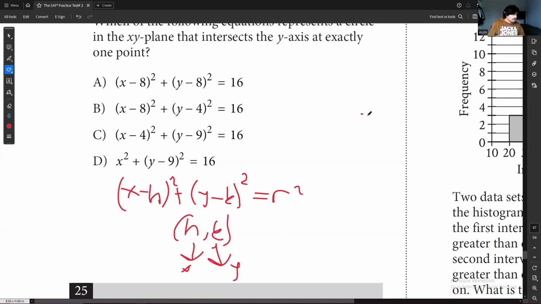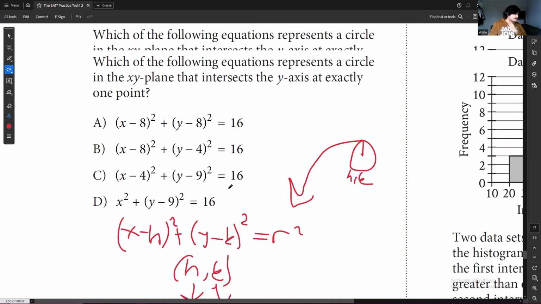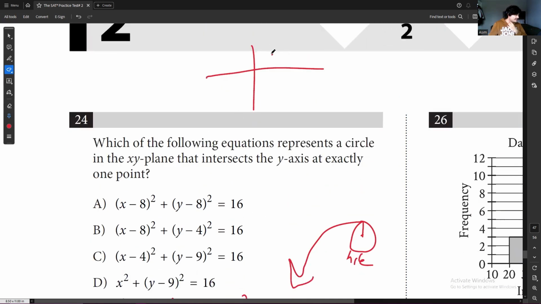So I just got a circle center. This dot is the center of my circle, and I can also represent it with (h, k). I get a radius for something like this, and I just draw a circle. And this equation is actually doing this. Okay, so after that, we're trying to find a place where this intersects my y-axis once.